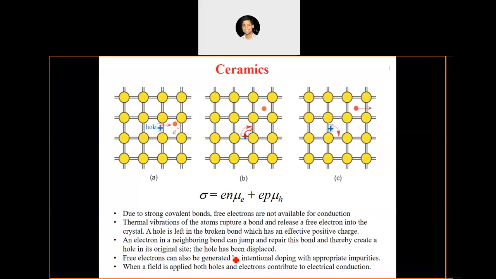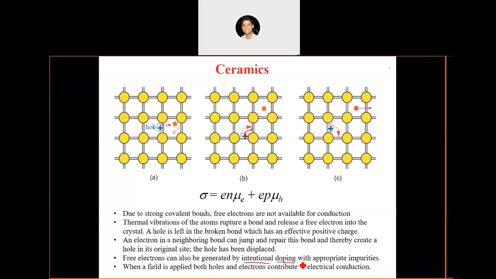And one more. This is one way of generating free electrons in a ceramic: by bond rupture, we generate these free electrons. But there can be other ways also, which I mentioned earlier. Also by intentional doping, we can generate free electrons.